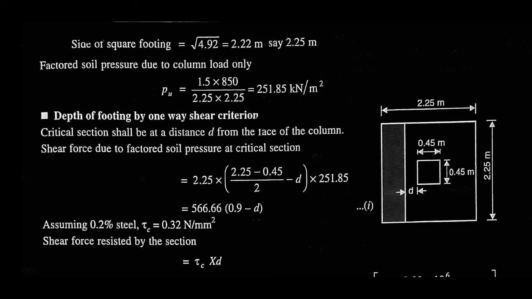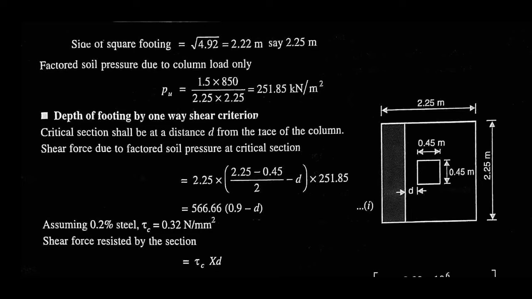Shear force due to factored soil pressure at critical section is equal to 2.25 within bracket (2.25 minus 0.45) by 2 minus d, that is the area up to here, into Pu, that is 251.85, that is equal to 566.66 within bracket (0.9 minus d).